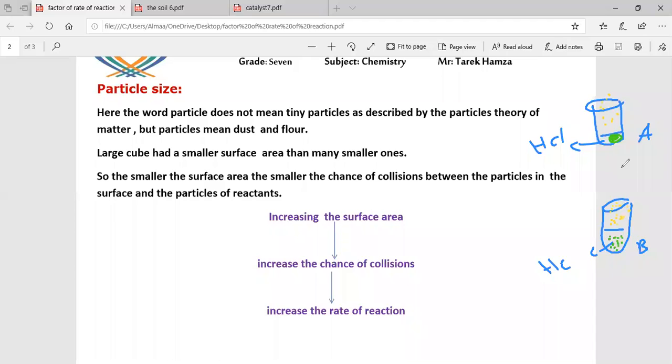We can detect this by stirring. The volume of hydrogen gas here is much more than the volume of gas here. Okay?